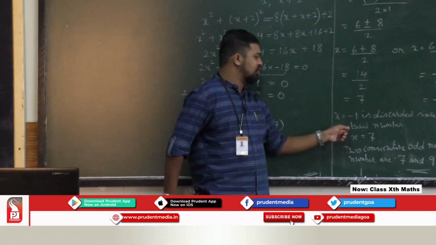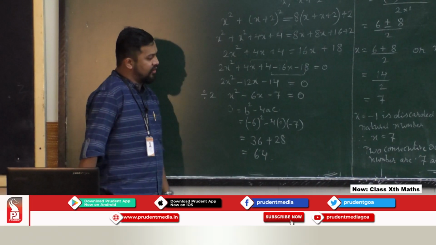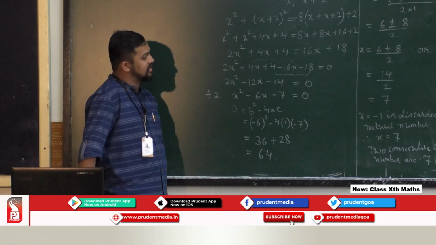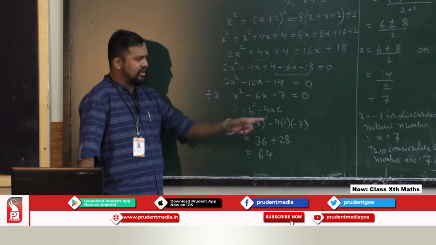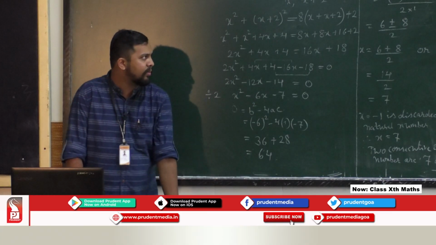So x is equal to minus 1 is discarded, since x is a natural number. Therefore x is equal to 7. And therefore the 2 consecutive odd natural numbers are 7 and 9. So you have to get your answer odd only, 7 and 9. So this is how you can check the second problem.